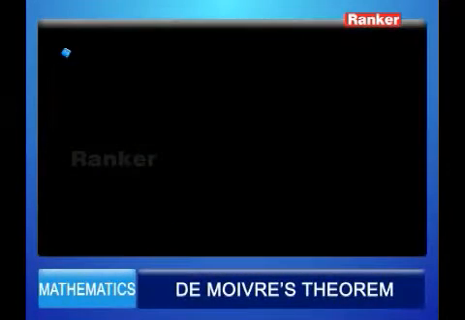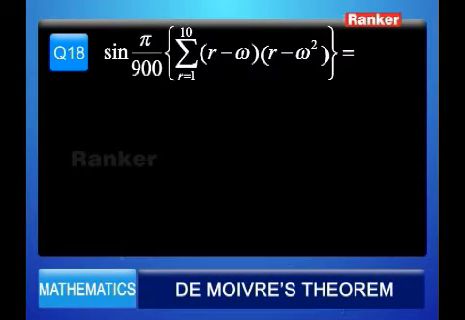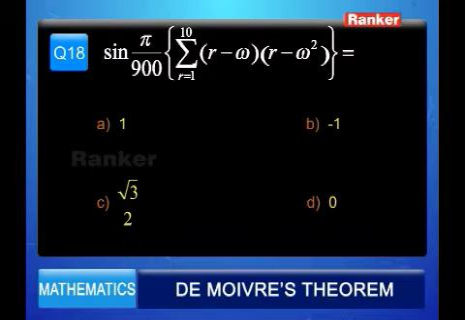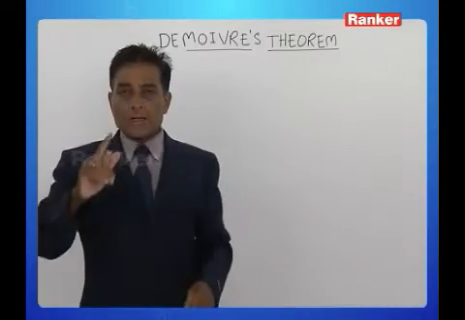Question number 18. Sin pi by 900 into sigma r from 1 to 10, (r minus omega) into (r minus omega square) is equal to dash. I repeat the question again. Sin pi by 900 into sigma r from 1 to 10, first bracket r minus omega, into second bracket r minus omega square. What is the value? Four options are given. First option 1, second is minus 1, third is root 3 by 2, and fourth one is 0. Let us see the right answer, right option.